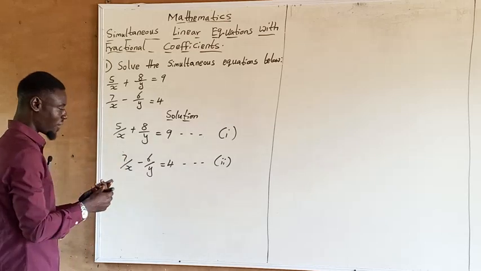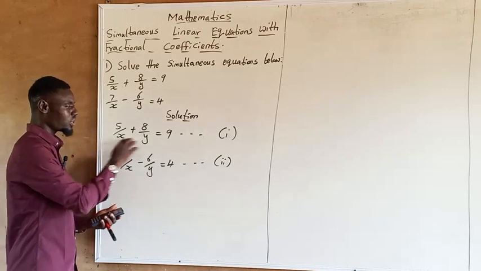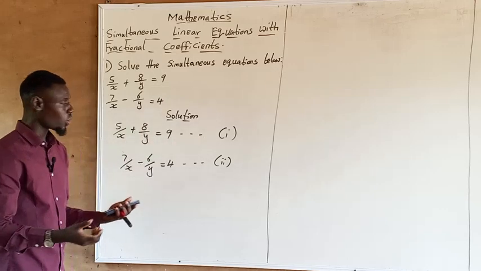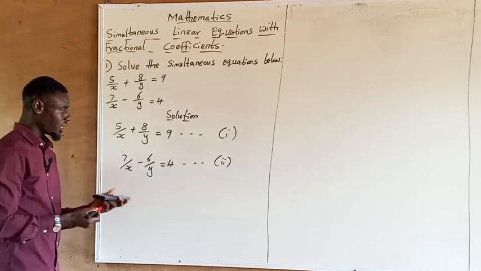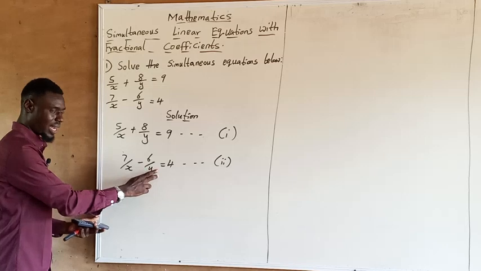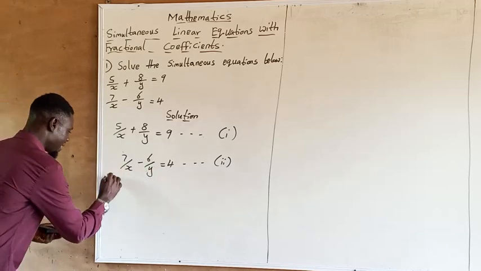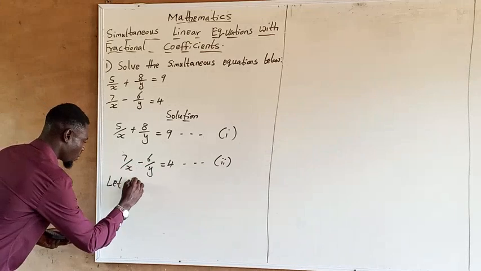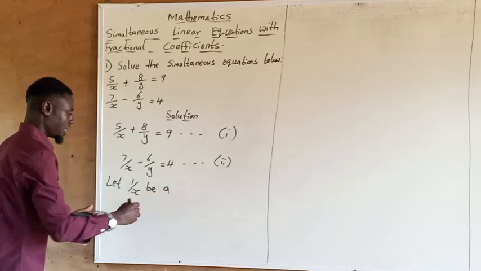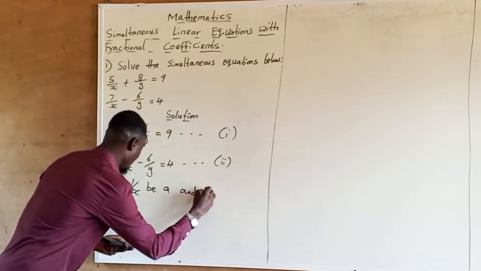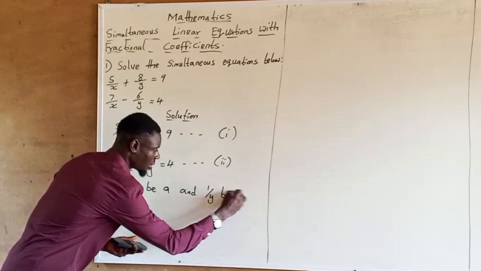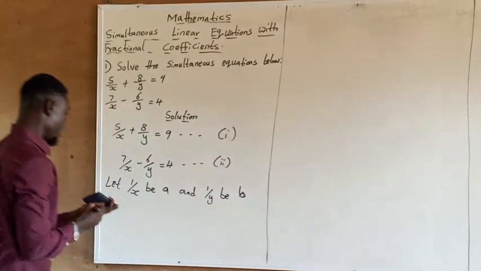Now, we can solve. I tried the substitution method, and it did not work. I tried to make one variable the subject of the formula, and it didn't work. So we want to use a good pattern. What is the pattern we are going to use? Note, we have x here, x here, x here, x here. Okay, let 1 over x be a, and let 1 over y be b.